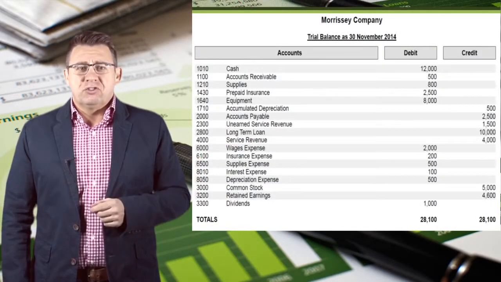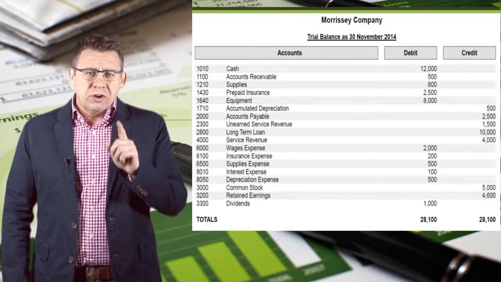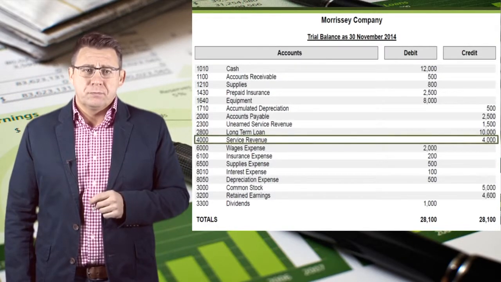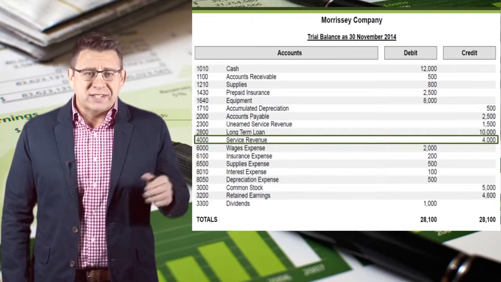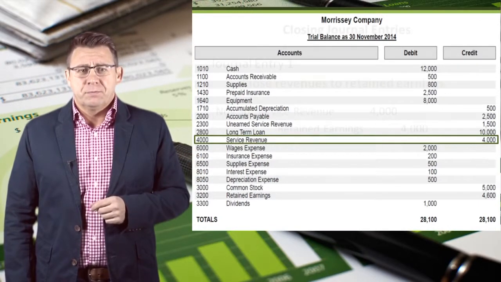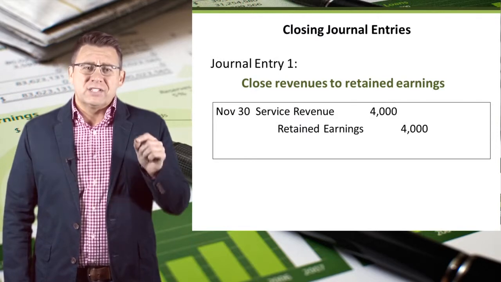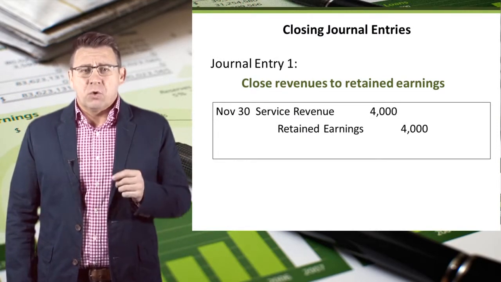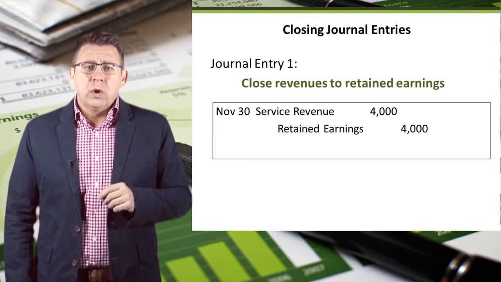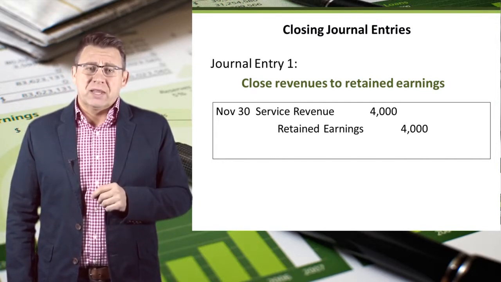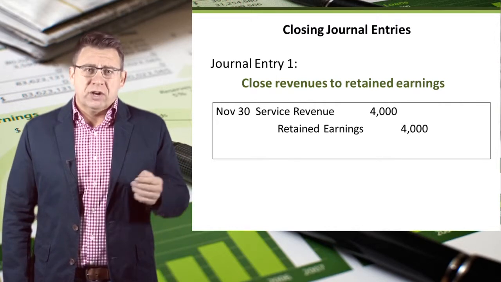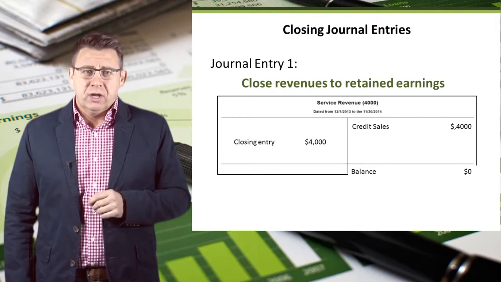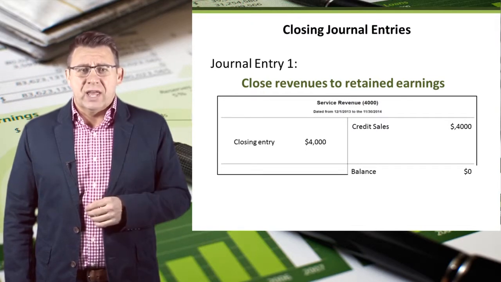Here is an example of an adjusted trial balance. We could have also used the financial statements to close the temporary accounts. Let's start with service revenue, which has a credit balance of $4,000. The first journal entry is to close revenues to retained earnings. Since revenues have a $4,000 credit balance, we will debit service revenue to make the balance zero. Retained earnings will then be credited.